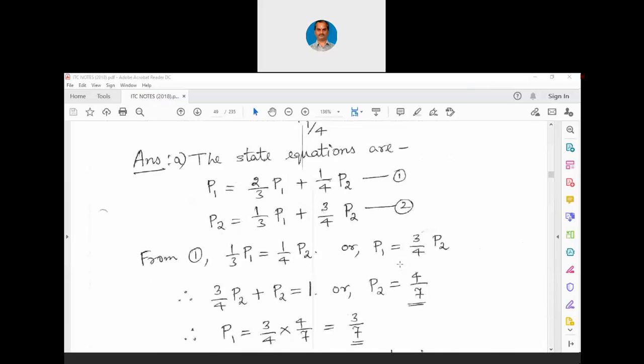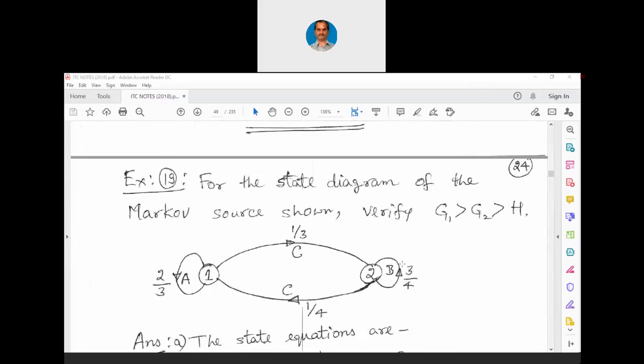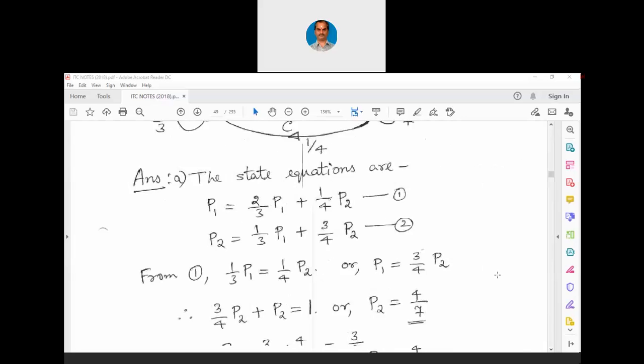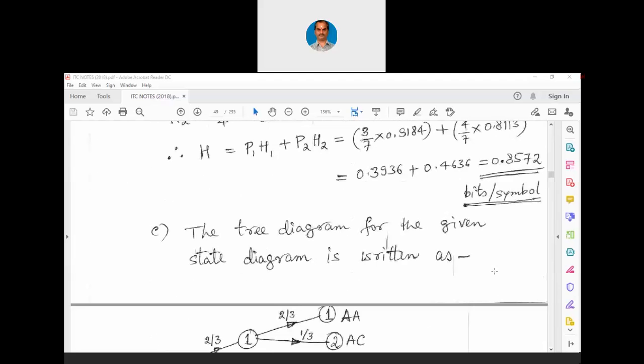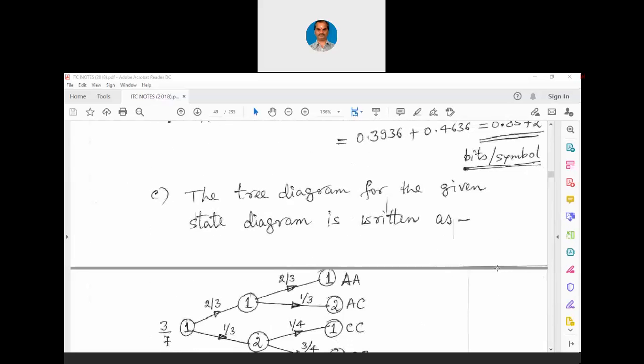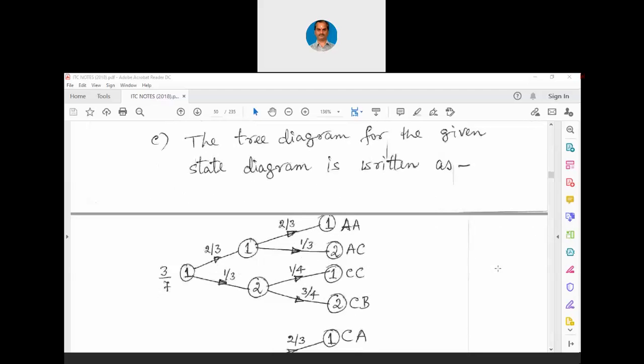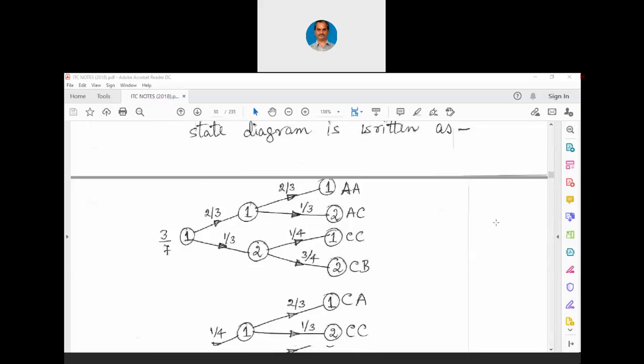Now, we have to prove that G1 is greater than G2 greater than H. That means we have to write the tree diagram corresponding to G1 and G2. We already have the value of H now. So let us write the tree diagram, because we want to have G1 also, G2 also, we will have to consider two symbol emissions now. So the tree diagram for the given state diagram is written.